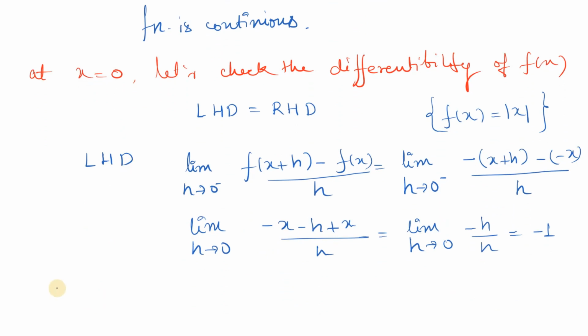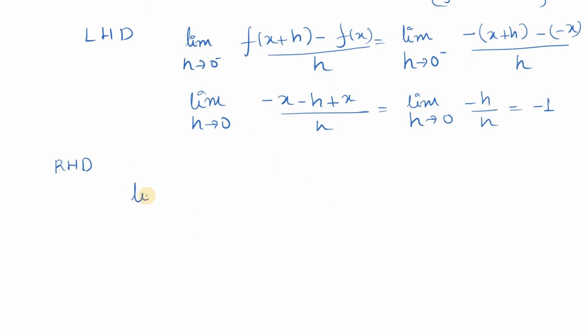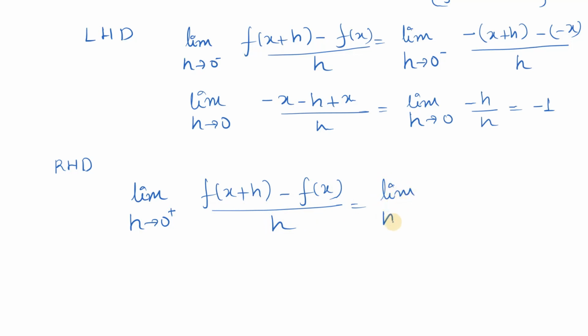Now let's check the right hand derivative. The right hand derivative we can write as limit h tends to 0 plus, of f of x plus h minus f of x upon h. So this will be equal to limit h tends to 0 plus of x plus h minus x upon h, and we get h upon h, which will be equal to 1.